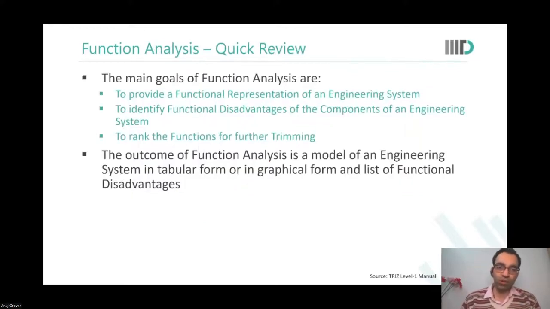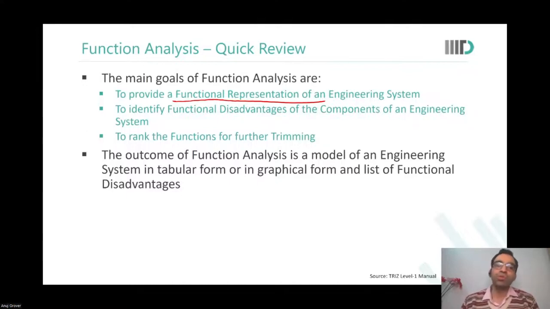A quick review of what we are talking about. We are saying that the main goals of function analysis are to provide a functional representation of an engineering system so that we don't get bogged down by other details and we can focus on the problem at hand.